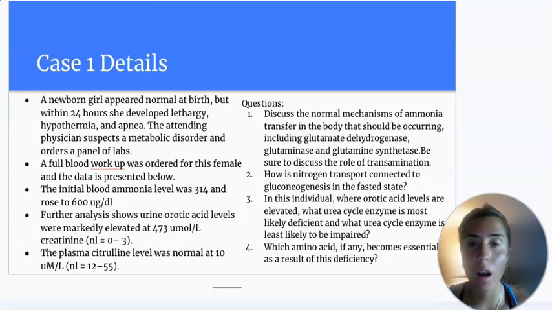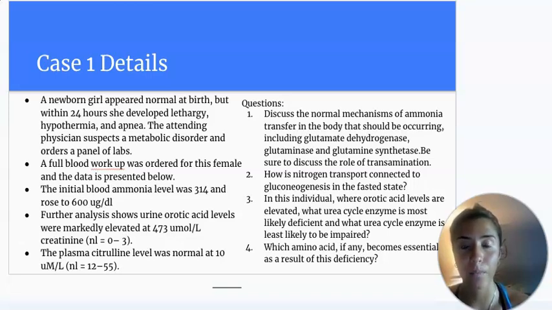So, Case 1 details. A newborn girl appeared normal at birth, but within 24 hours she developed lethargy, hypothermia, and apnea. The attending physician suspects a metabolic disorder and orders a panel of labs. A full blood workup was ordered for this female, and the data is presented below. The initial blood ammonia level was 314 and rose to 600. Further analysis shows urine orotic acid levels were markedly elevated at 473. The plasma citrulline level was normal at 10.